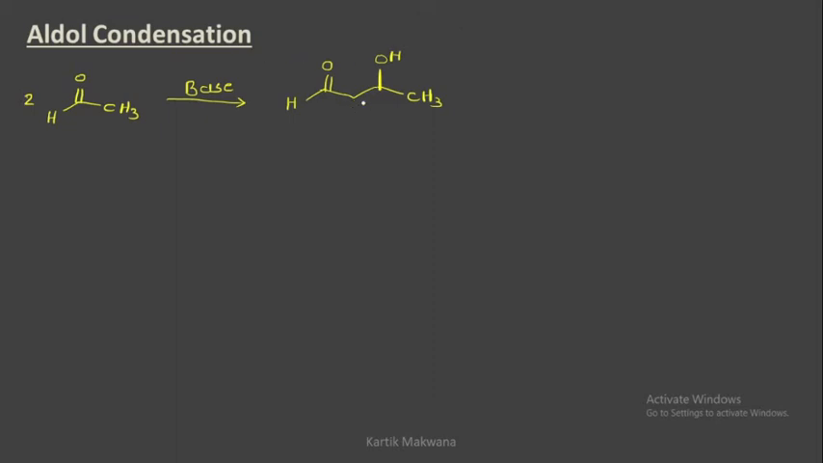Why is it a beta hydroxy carbonyl compound? See, this is the alpha position and this is the beta position, and on the beta position there is a hydroxyl group. So the hydroxyl group is on the beta position, and here is the carbonyl carbon. So it will be named as beta hydroxy carbonyl compound, right? Beta hydroxy carbonyl, right?